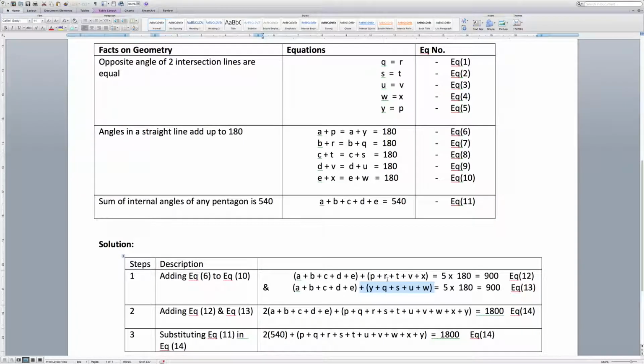Then again, go back to the objective. The objective is to find the sum of all these angles. In order to meet your objective, it becomes obvious that you need to add equation 12 and 13. If you add equation 12 and 13, you get this particular bracket twice, which is given here, and then your objective, which is to find the sum of all these angles. And on the right hand side, 900 and 900 gives you 1800.